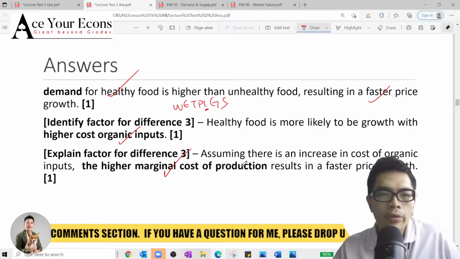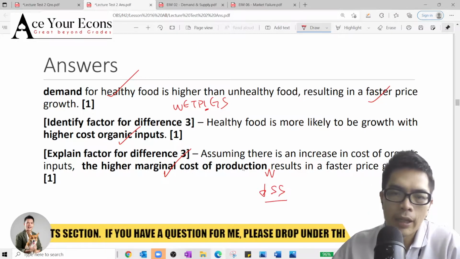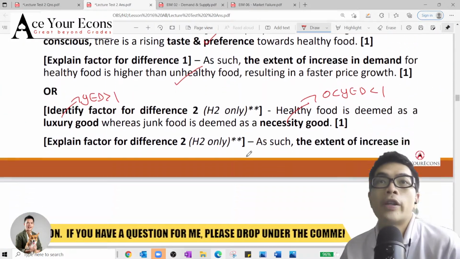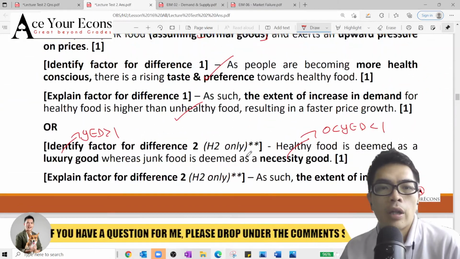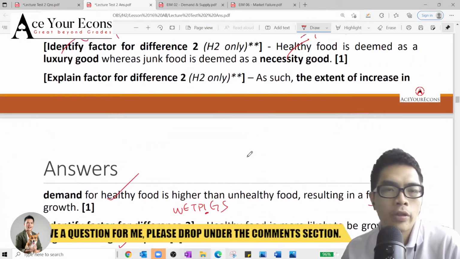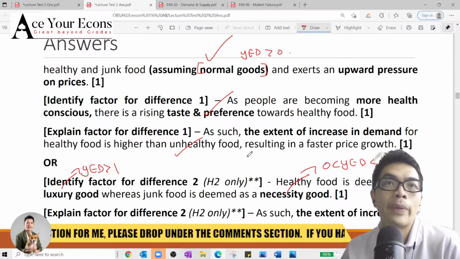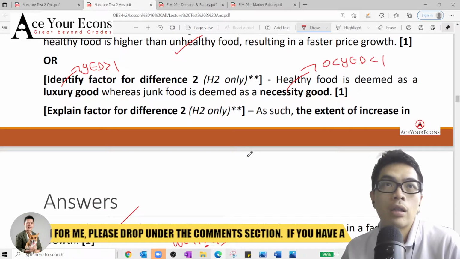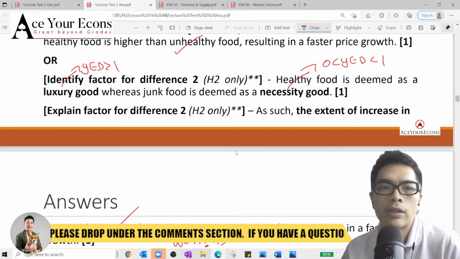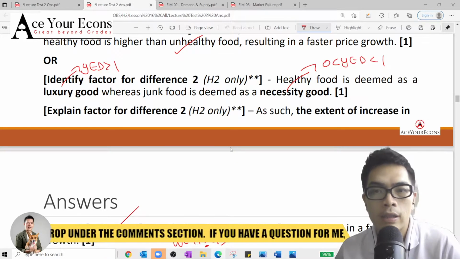Sorry, maybe you should include fall in supply here. That would be good. So there are 3 differences that you can use. For my H1 students, you can consider difference 1 and difference 3. For my H2 students, with all 3 differences, you just need to pick one. But difference 2 is the most creative use of YED. Like I've said, it's going to test you on your concept of YED the most.